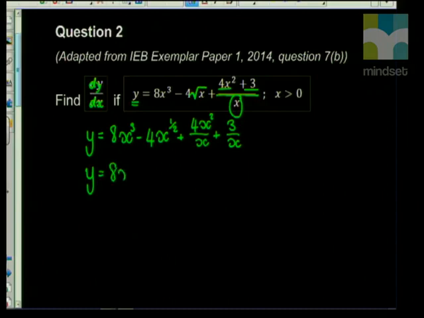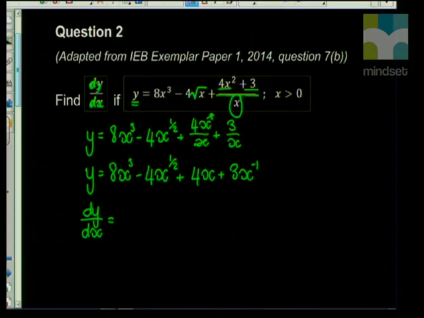So I've got 8x cubed. My 4x to the half is going to stay as is for now. And this x will cancel with one of the x's in the numerator. So I'm left with just 4x. And instead of having 3 over x, let's write it as 3x to the negative 1. So now what we've done is we've solved those two problems. So now we can go ahead and actually work out the derivative in terms of x.